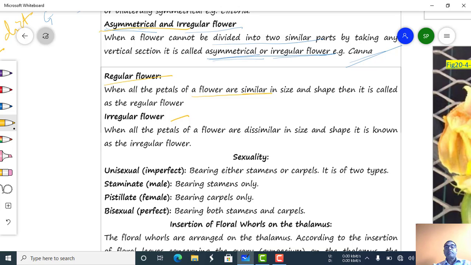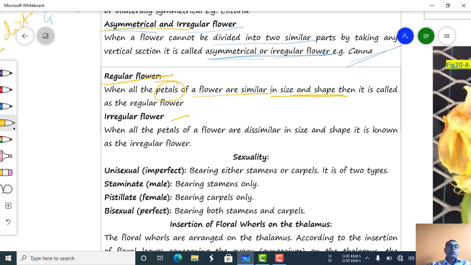When all the petals of the flower are similar in shape and size and they are placed at equidistance from the center, then they are called a regular flower. Here only the petal is considered. If you see the color of the flower, one says that a rose flower is yellow in color, a rose flower is red in color.